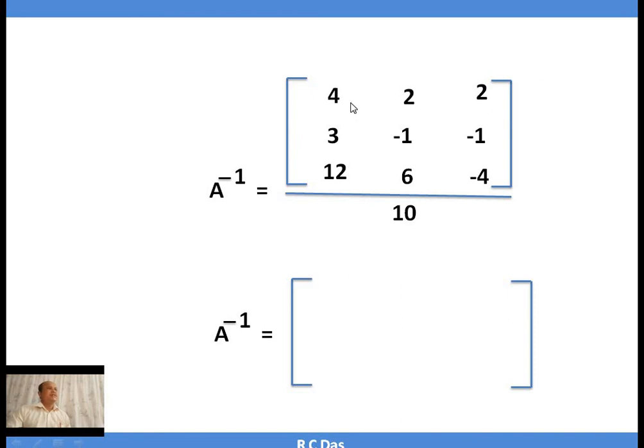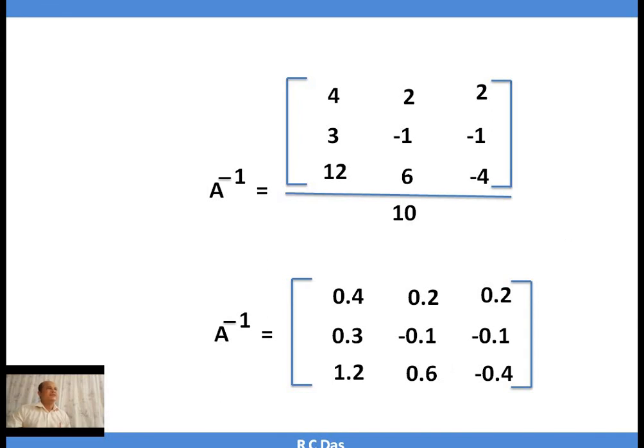Now we divide all these elements by 10. As a result we get: 4 divided by 10 is 0.4, 3 divided by 10 is 0.3, 12 divided by 10 is 1.2, 2 divided by 10 is 0.2, minus 1 divided by 10 is minus 0.1, 6 divided by 10 is 0.6, 2 divided by 10 is 0.2, minus 1 divided by 10 is minus 0.1, minus 4 divided by 10 is minus 0.4. So this is the inverse of the matrix.